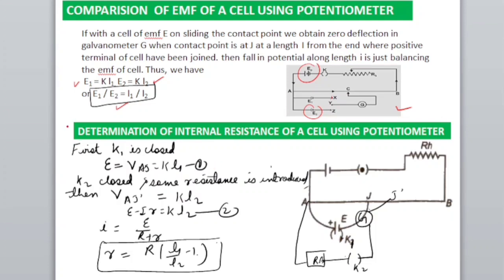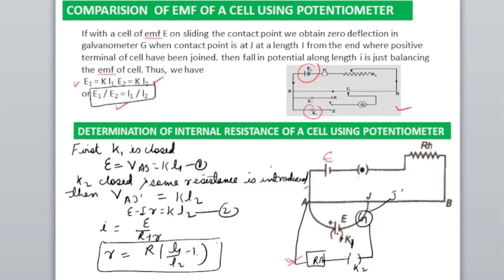One last important application of this is determination of internal resistance of a cell using potentiometer. This is the arrangement. This is the known cell, key, rheostat, and this one is the unknown cell. You can easily determine the EMF of this unknown cell right now. Now you have to find the internal resistance r of this cell. For this, a resistance box is used. There are two keys, K1 and K2.